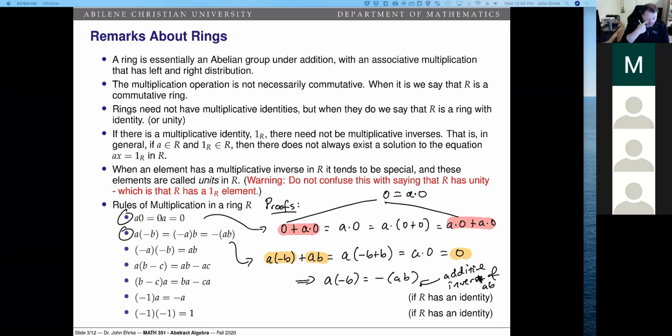Finally, the last one that I wanted to look at with you here is the negation of the negation. It's not one of the properties listed, but it's one of the ones that you might think to prove. And that is, if you look at the negation of negative a, you would expect that to be equal to a. Well, here's a small proof of that.